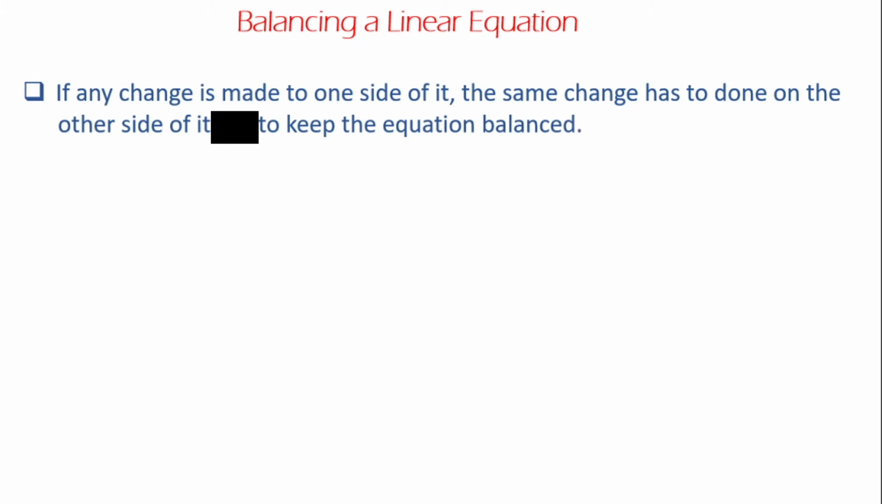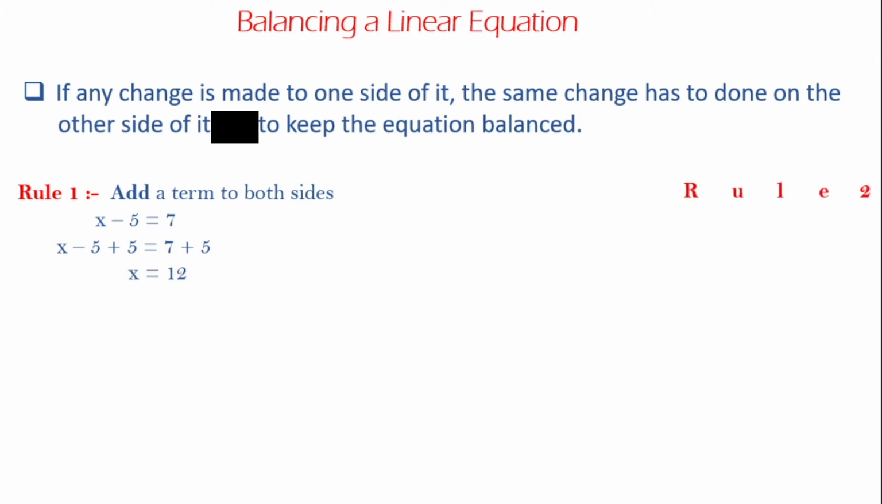To balance a linear equation at each step, the following rules must be followed. The first rule says that you add a term to both sides. Let's understand this rule by an example, x minus 5 equals 7. To eliminate minus 5 from the left hand side, we will add 5 to both sides of the equation to keep the equation balanced. So when you solve minus 5 plus 5 on the left hand side and 7 plus 5 on the right hand side, you will get x equals 12.